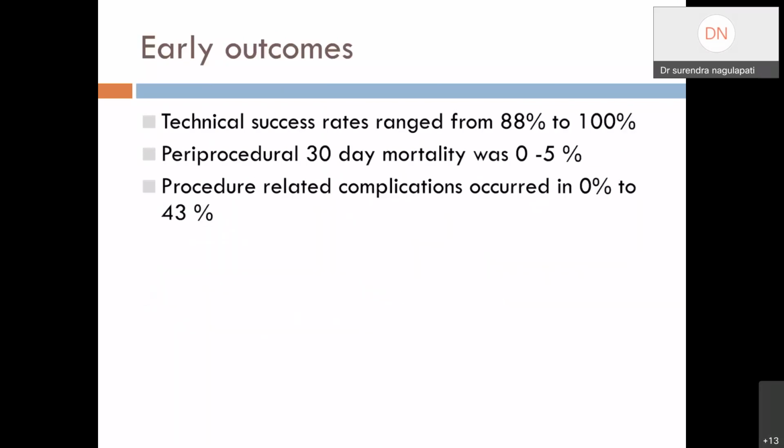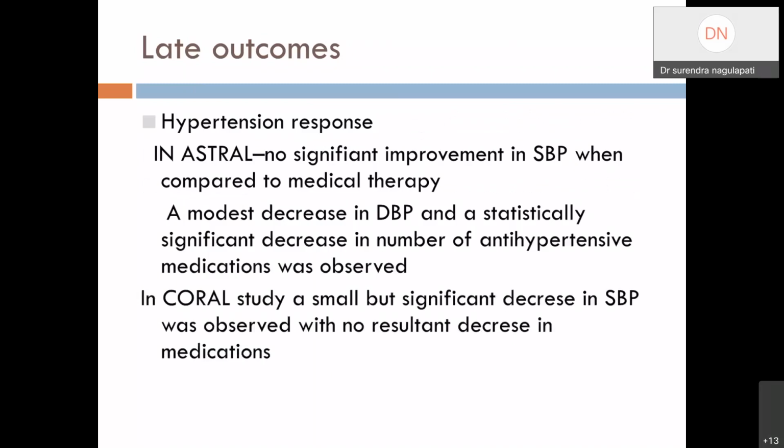And coming to the outcome measurement, early outcome technical success rates range from 88% to 100%, peri-procedural 30-day mortality was 0 to 5%, and procedure-related complications occurred in 0% to 43% of the patients. And late outcomes and hypertension response.